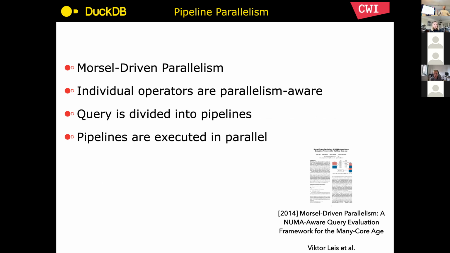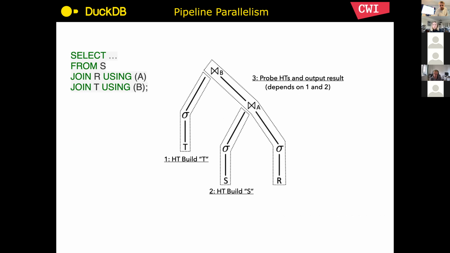One solution is the exchange model. We don't use that for various reasons that I've discussed before in my parallelism talk. We use morsel-driven parallelism. In morsel-driven parallelism, you make the individual operators parallelism aware. You divide the query plan, the query tree, into different pipelines, and each of these pipelines is executed in parallel, so multiple threads can work on one pipeline at the same time. There's a paper about this by Viktor Leis and others, the Munich people.